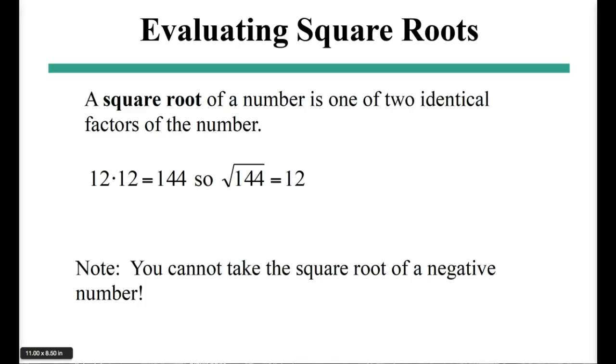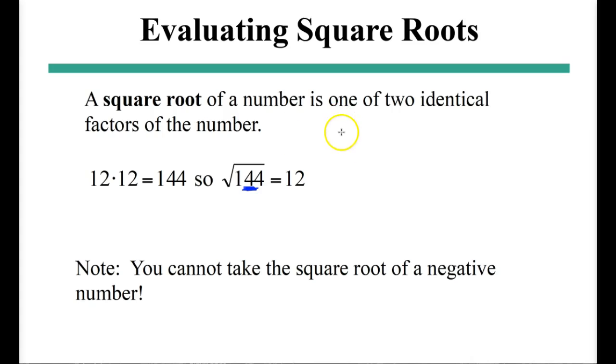This video will be about evaluating square root expressions. When we talk about a square root, we're talking about one of two identical factors of a number. Putting it another way: what number can we multiply times itself in order to get the number that is under the radical? For example, for 144, 12 is the number that we multiply times itself to get 144.